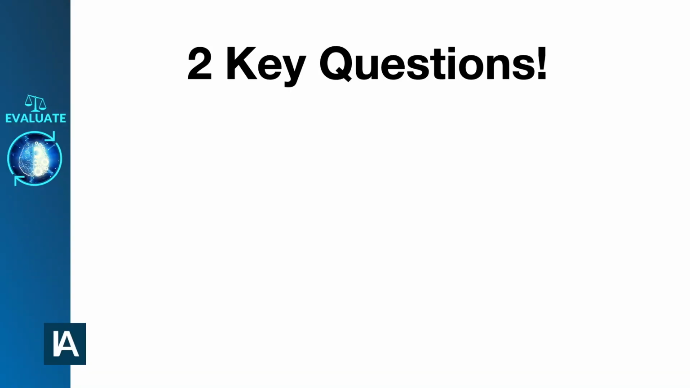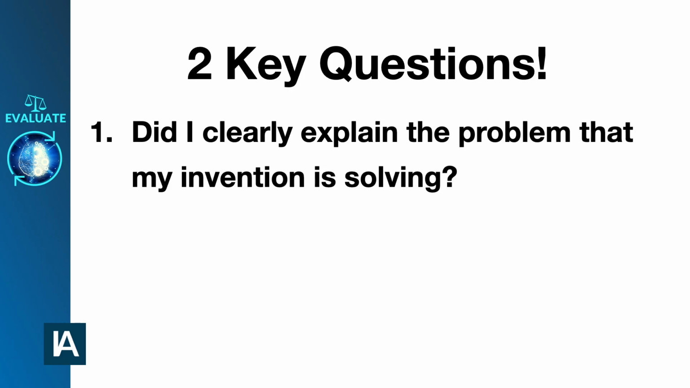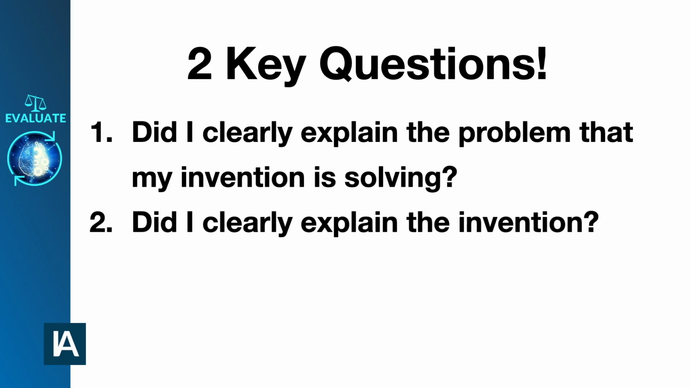Start with these 2 questions and make sure you have clear answers to them before moving forward. Number 1, did I clearly explain the problem that my invention is solving? If not, what questions do you have about it? Number 2, did I clearly explain the invention? If not, what questions can I answer for you? Again, to get the best possible feedback, our audience needs to clearly understand both the problem and the solution.